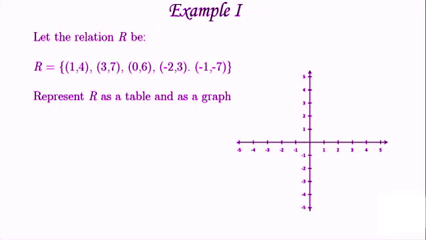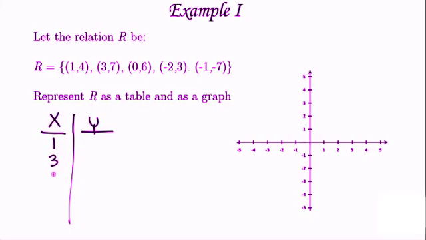Now apply what we've just discussed to some examples. Let the relation R be, and we're given a set of ordered pairs for this relation. And we're asked to represent R as a table and a graph. First, as a table, my first set of elements I'm going to assign as x, and then the second elements, those are going to be my y values. So I look through each first element and I write those down.